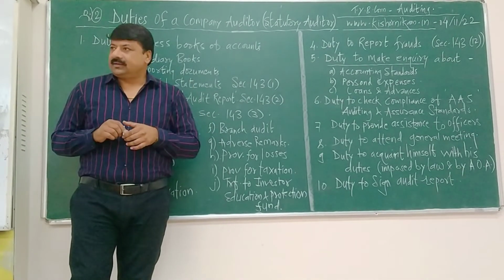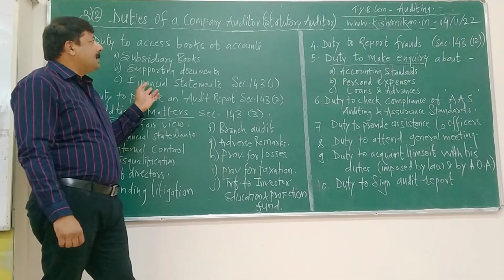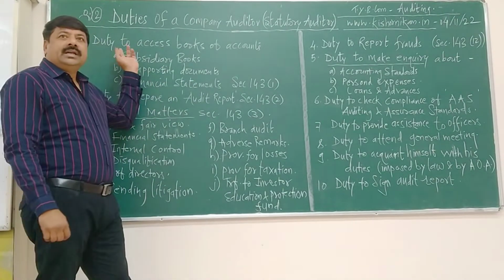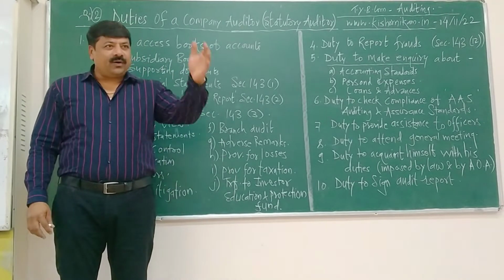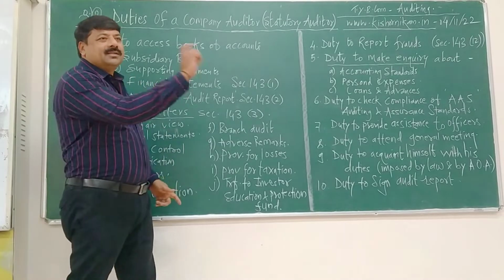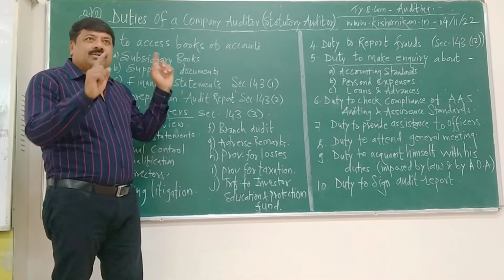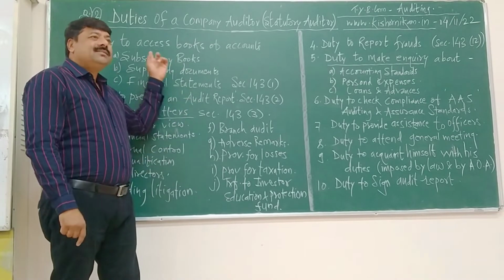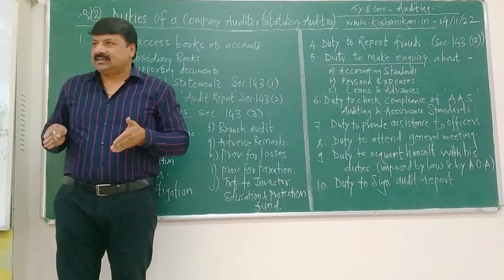Study on your part. So today we will go to duties of a company auditor. Number one, duty to access books of accounts. We have already written right to access books of accounts. So accessing of books of accounts is a right as well as duty. That is the primary step in audit process.